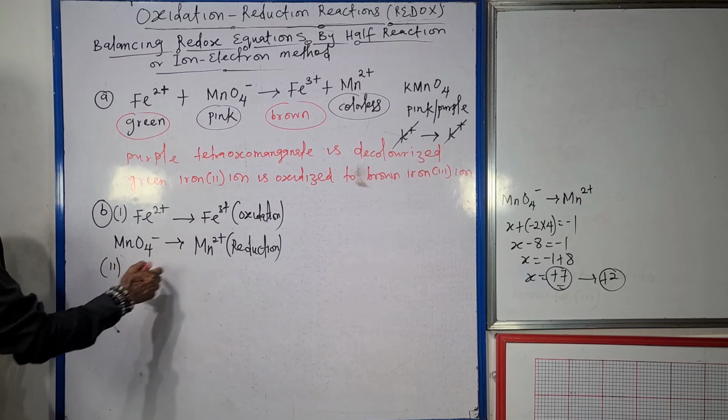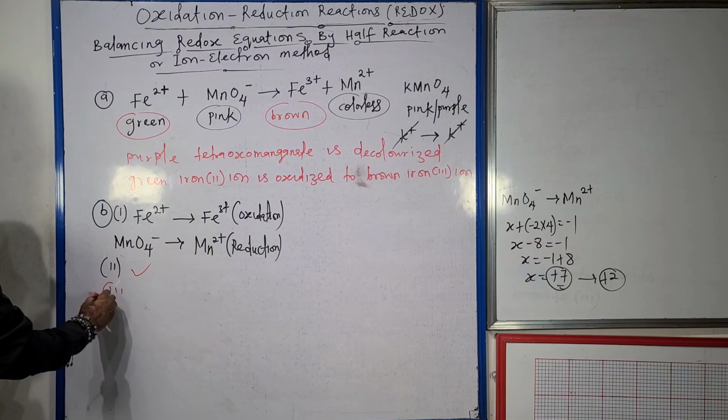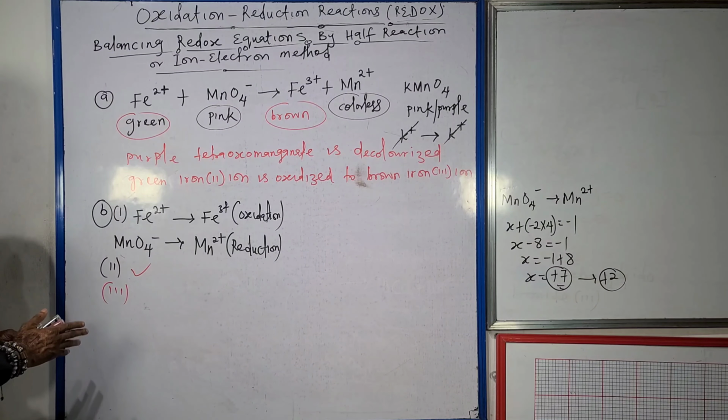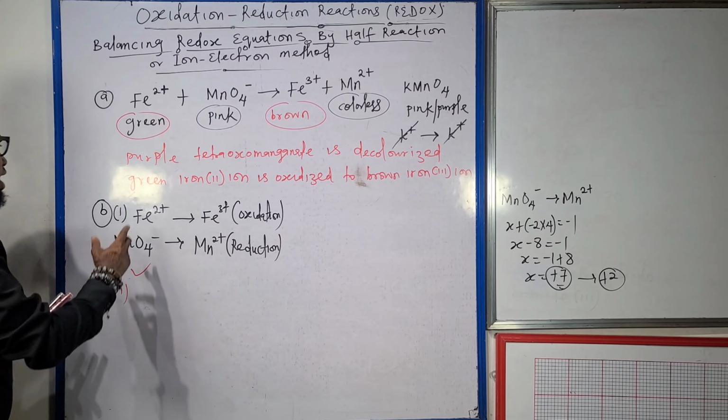One Mn, one Mn. So step 2 looks okay already. Let's move to step 3. Step 3 talks about balancing oxygen atoms. For every oxygen that is lacking, you're going to add 1 mole of water.